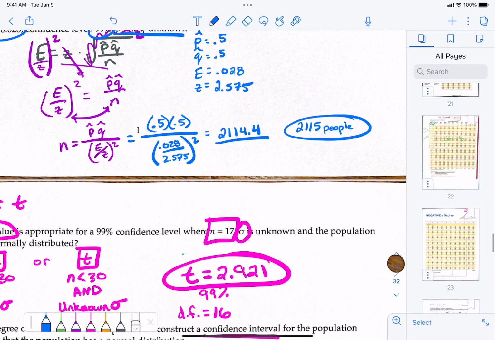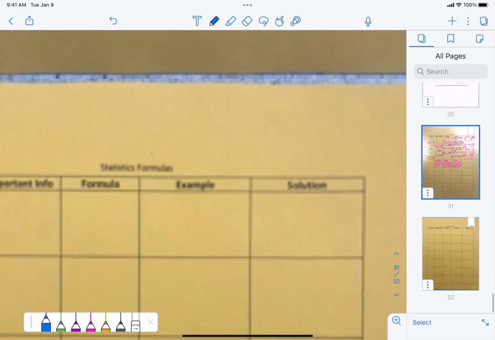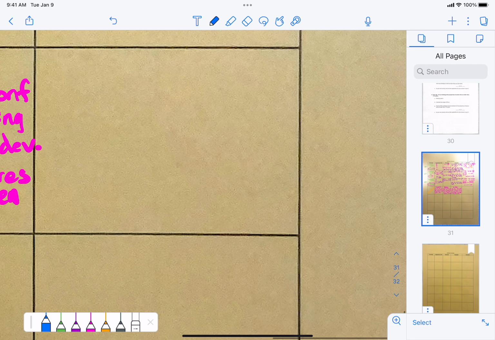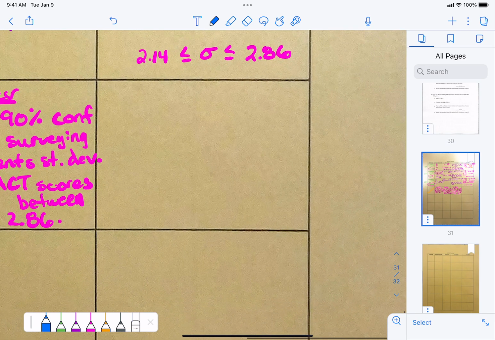Go to your yellow sheet and let's add that last formula under your yellow sheet. Do you guys have a little box on the right? If you don't, just put this somewhere.